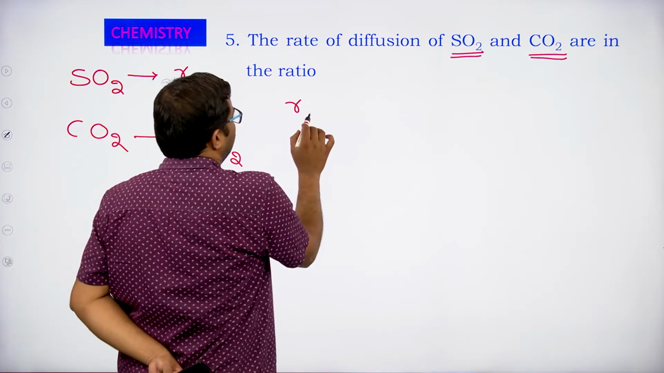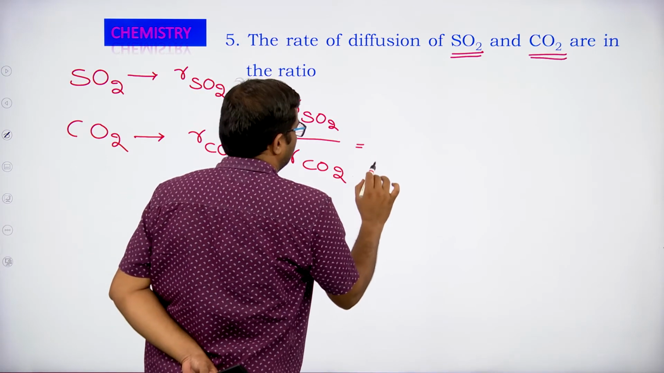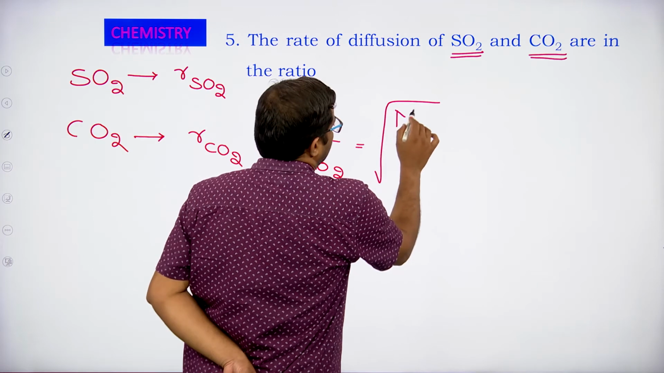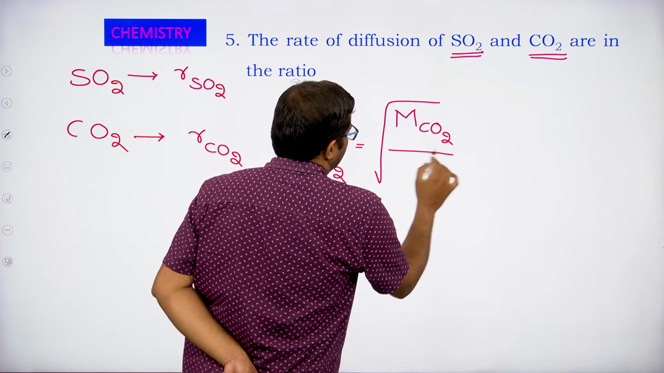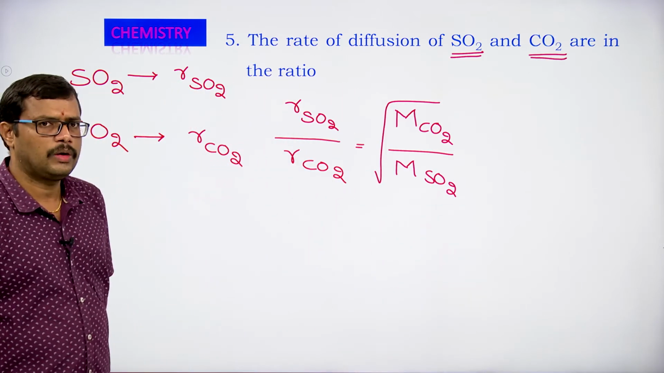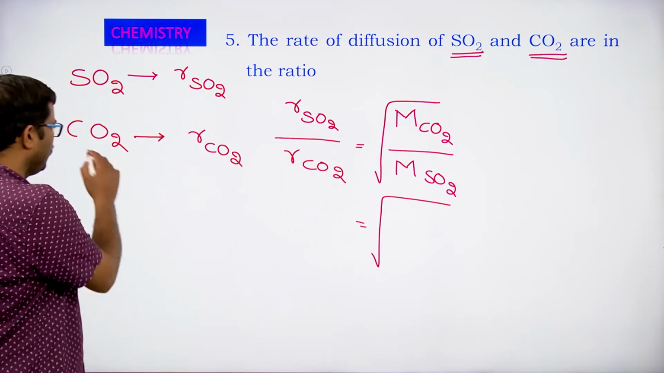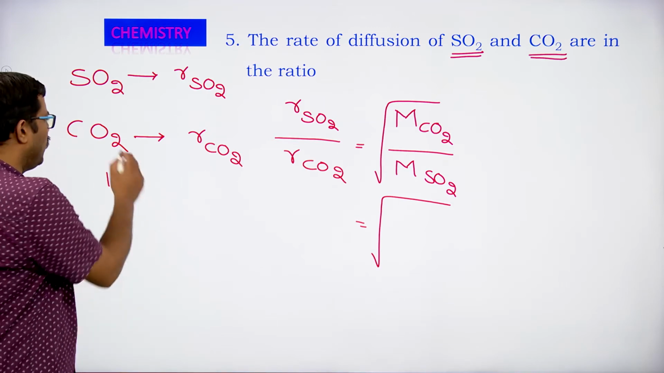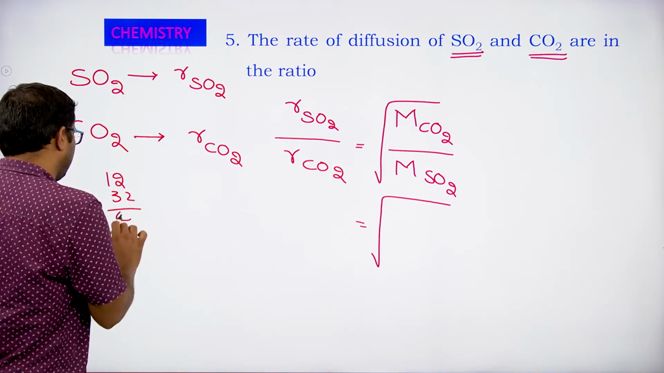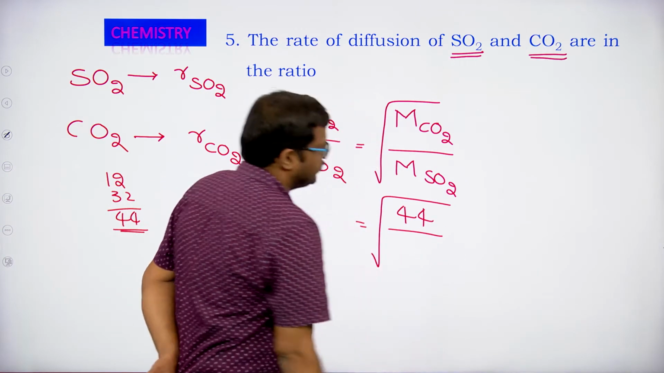Okay. So the rate of diffusion of sulfur dioxide to the rate of diffusion of carbon dioxide, according to Graham's law, we can write as the square root of the molecular mass of carbon dioxide divided by the molecular mass of sulfur dioxide. Okay. So substituting the molecular mass of carbon dioxide, carbon is 12 and 2 oxygens we have, each oxygen is 16, 16 twos are 32. So 32 plus 12 is 44. So 44 is the molecular mass of carbon dioxide, and I am substituting it as 44.